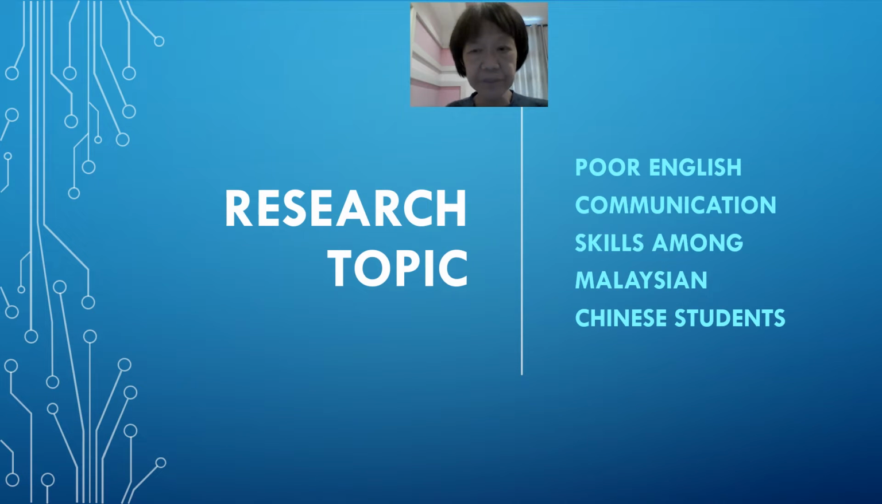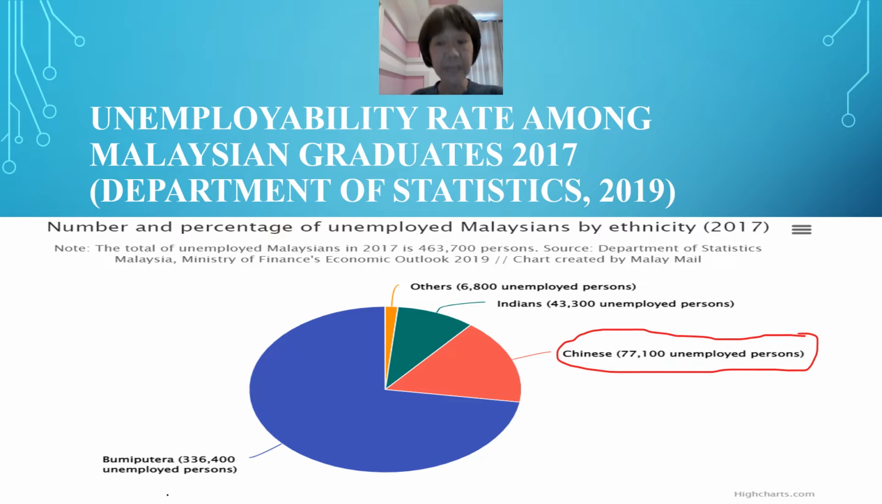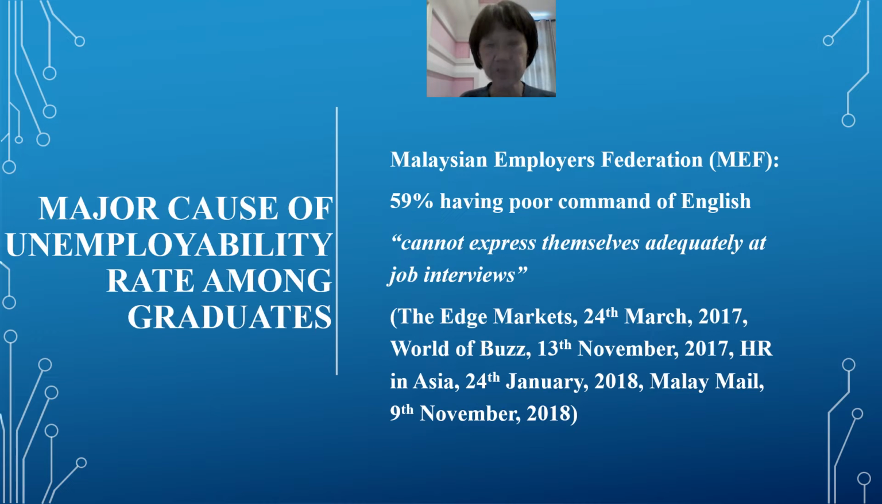My research topic is poor communication skills among Malaysian Chinese students. First, let us look at the unemployability rate among Malaysian graduates in the year 2017 as projected by the Department of Statistics. As we can see from the pie chart given here, Chinese graduates are the second highest unemployed, as in the year 2017, it was 77,100 unemployed graduates.